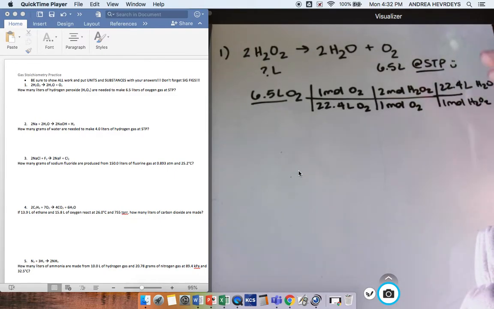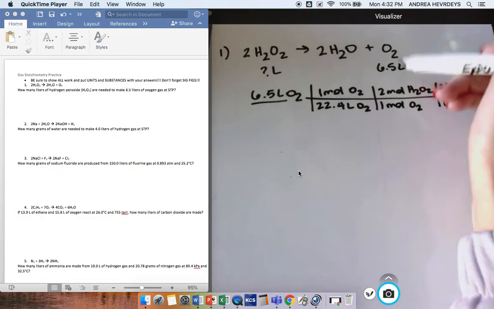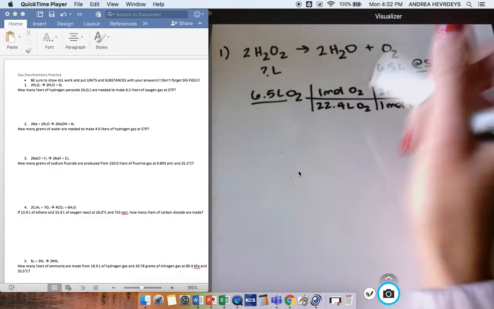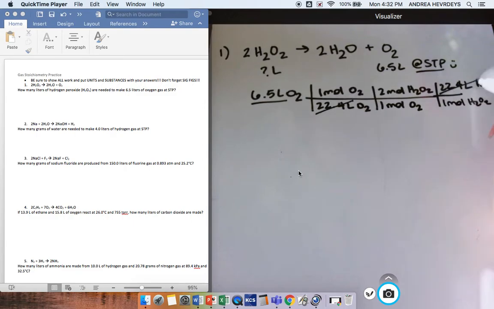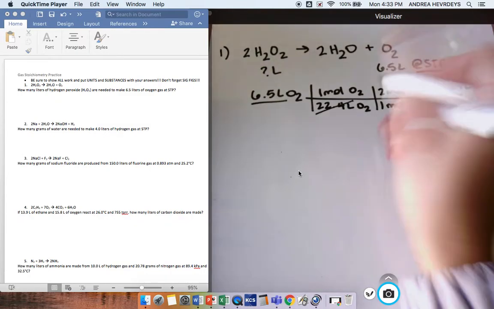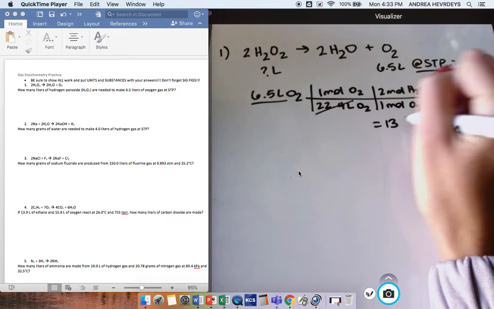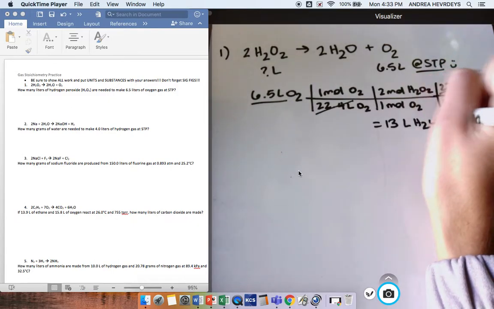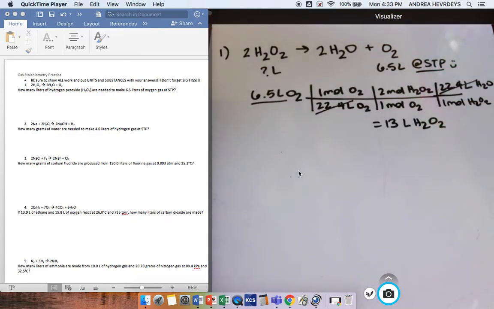What's nice about gas stoich at STP when it comes to volume conversions is that you are dividing and multiplying. And so really all you have to do is 6.5 times 2. And so that's going to equal 13 liters of hydrogen peroxide as question number 1.